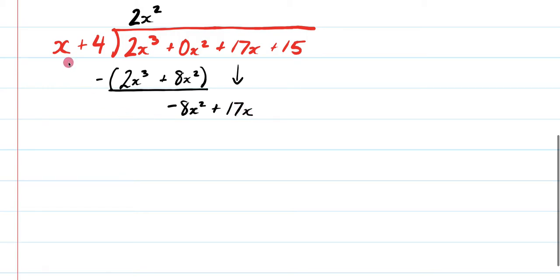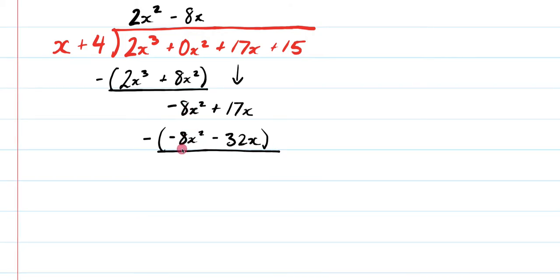Then what I do is I repeat the process. How many times does x go into negative 8x squared? It goes in negative 8x times. Then I multiply. Negative 8x times x is negative 8x squared. Negative 8x times 4 is going to be negative 32x. Then I subtract. I do that. I put a line. These two are going to go away, leaving me with 0. Then negative and negative, I'm going to make this positive 32x. So it's going to be 17x plus 32x, which is going to be 49x. And then I'm going to carry this one down to get plus 15.